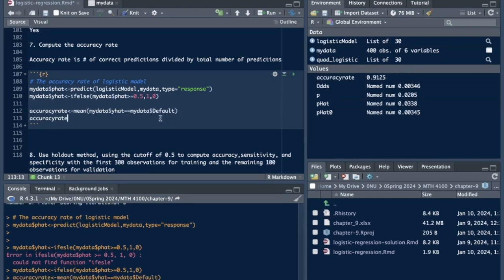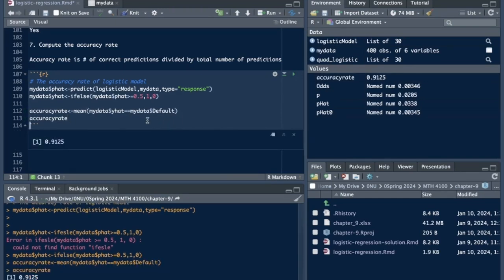Run this, 91%. We have a really high accuracy rate, but this is misleading. Remember, we will be talking about this because we don't know the nature of the data yet. Is it balanced or imbalanced? So don't look at it and say, oh, we have a high accuracy rate. We have to look at other measurements like sensitivity, for example.